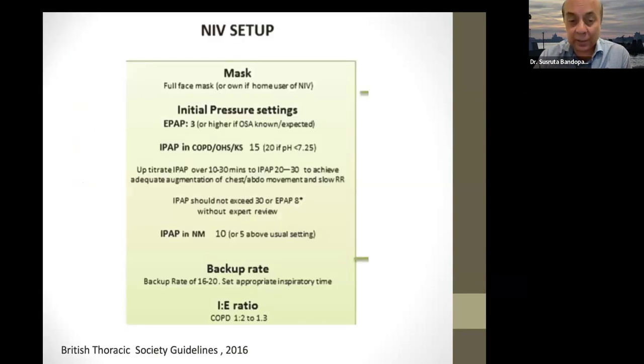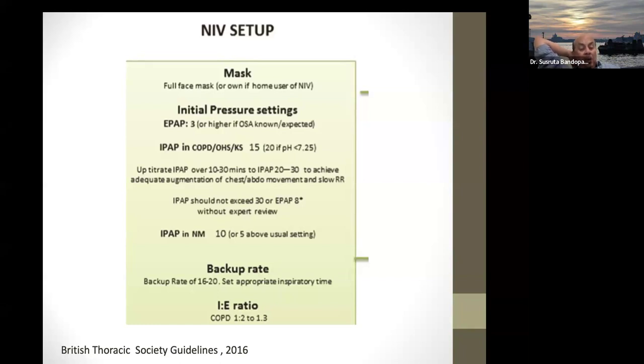NIV setup: full face mask, or home use of NIV. Initial pressure settings: you can start with low pressures and slowly increase the pressure. But in ICU patients, when the patient is very acute, sometimes you need to give high pressure instantly. Otherwise, the patient will not tolerate half an hour of low pressure. Slowly the IPAP should be increased if you find the patient is tachypneic. And if the patient is hypercapnic, the IPAP should also be increased until the hypercapnia is corrected. But if the patient is hypoxemic, then you can increase the oxygen.